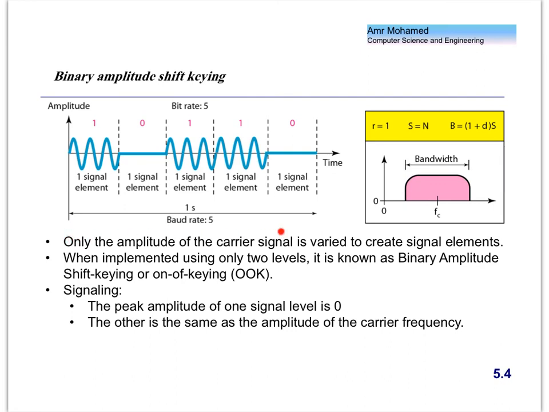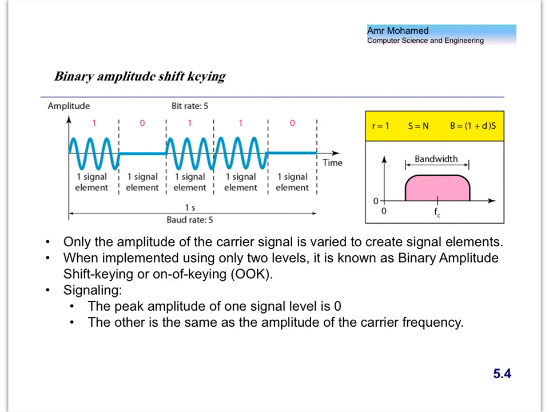In that case, only the amplitude of this signal is changed to create this binary amplitude shift keying. We sometimes call it on-off keying. On-off keying means it's either with 1 amplitude or 0. That's why it's on-off. So the peak amplitude of one signal is 0, and the peak amplitude for another one is a specific positive voltage. In that case, we end up with a bandwidth like this, which we will talk about how we can calculate next time, inshallah.